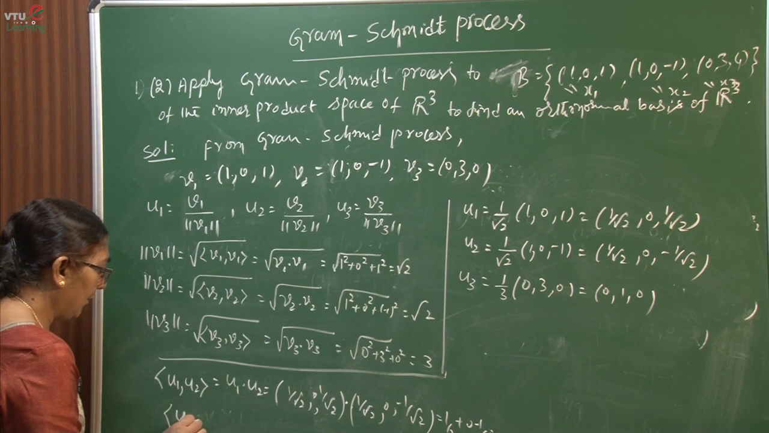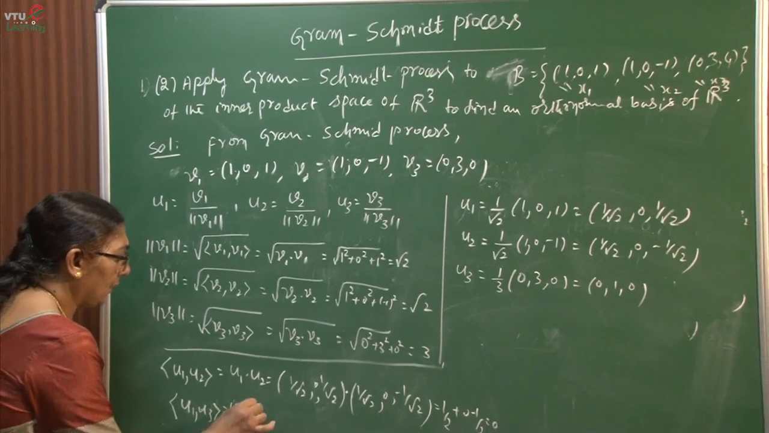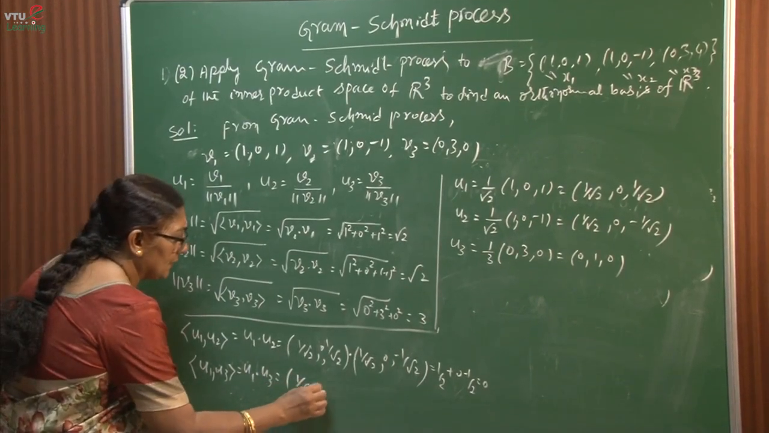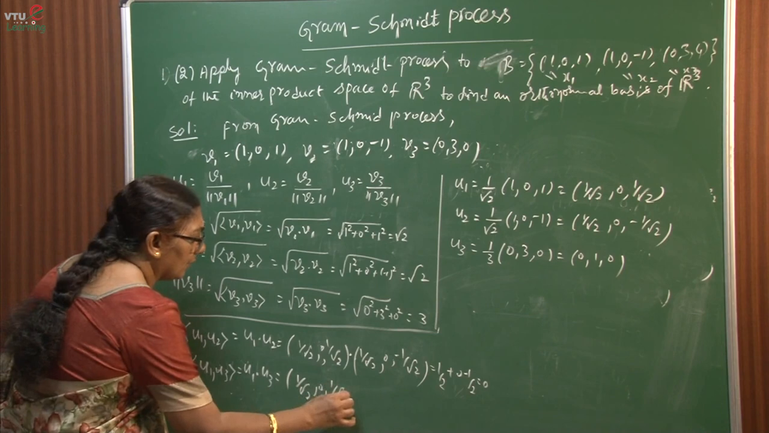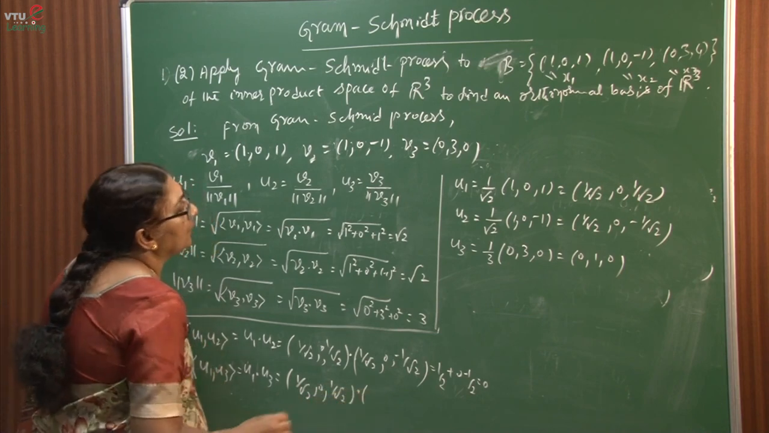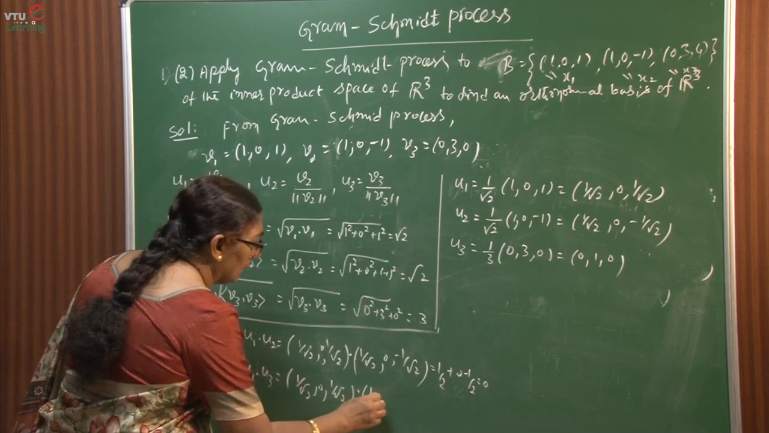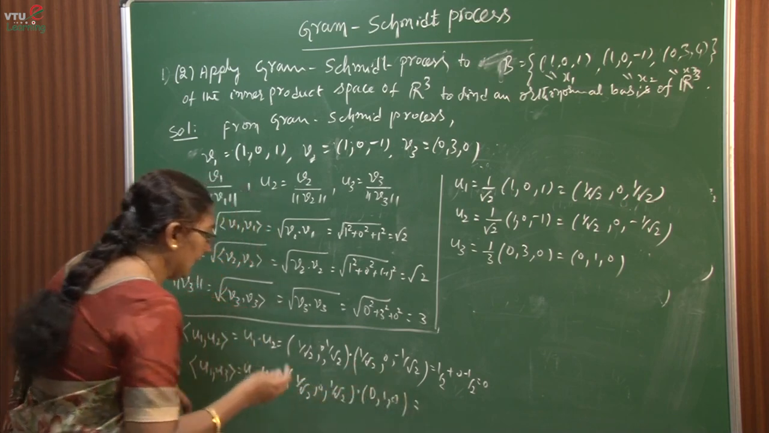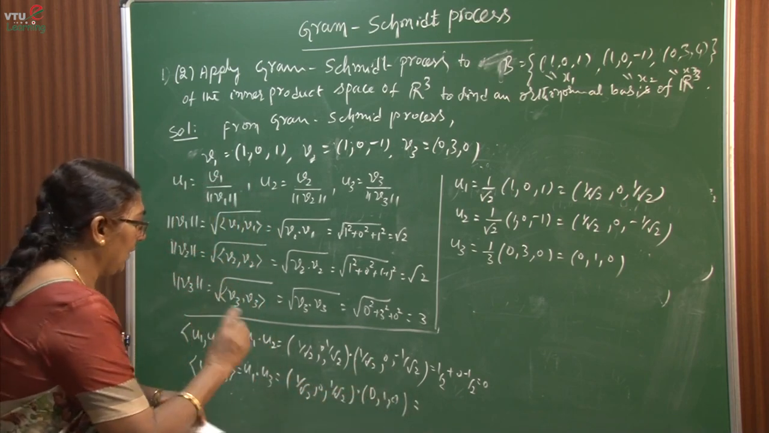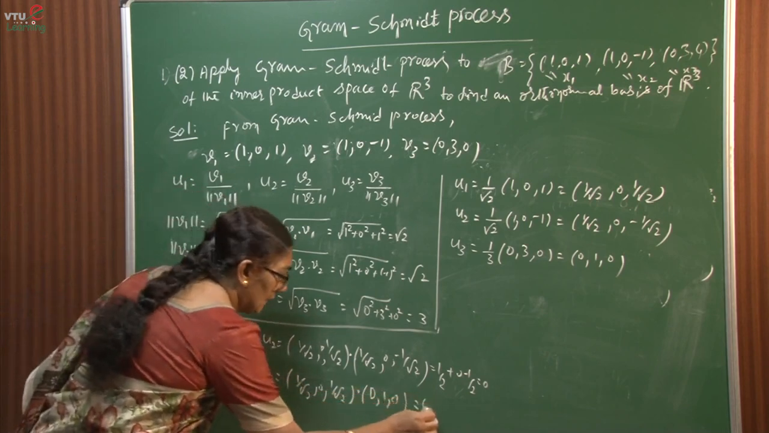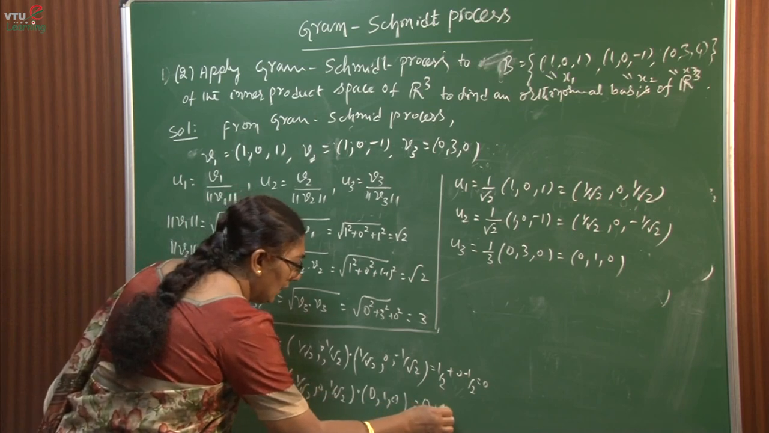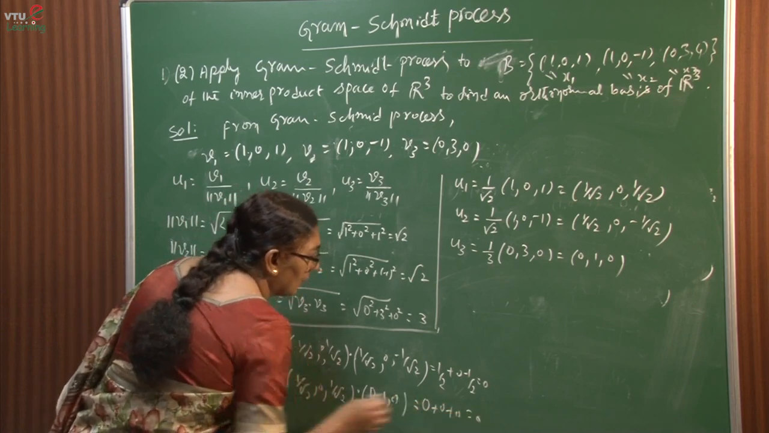The inner product of u1 comma u3 is nothing but u1 dot u3. What is u1? (1/√2, 0, 1/√2), dot u3. U3 we just now calculated: (0, 1, 0). The value is multiplication. 1/√2 into 0 is 0, and also 0 into 1 is 0, and then the last value is 0. We get finally 0.